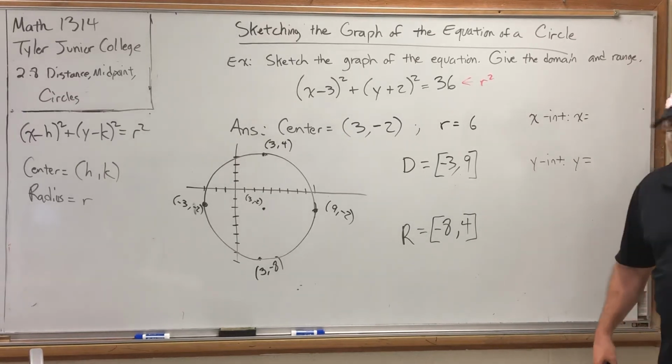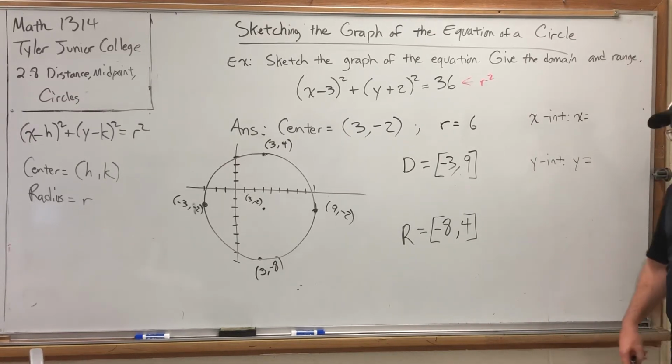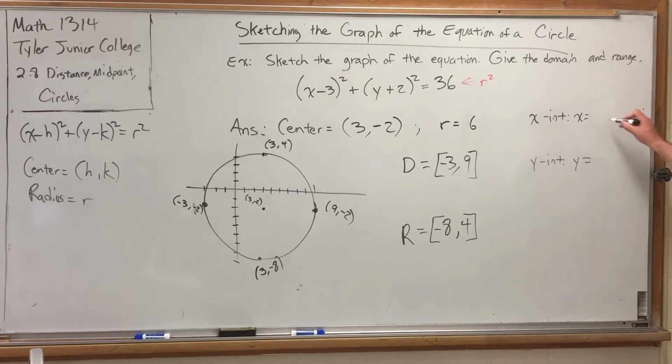So, spoiler alert, I'm about to write the x and the y-intercepts. If you're up for the challenge, pause the video now, see if you can find them. But the x-intercepts, which can be found by letting y equal 0, are 3 plus or minus 4 square root of 2. And the y-intercepts, which can be found by letting x equal 0, are negative 2 plus or minus 3 square root of 3.